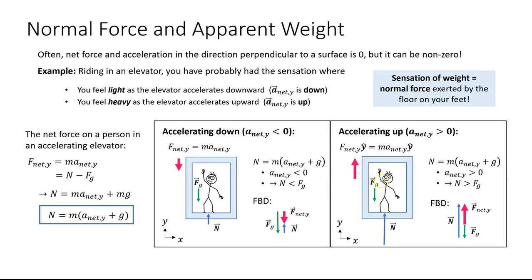Okay, we can also see this by again thinking about drawing a free body diagram. Here the net acceleration is in the upwards direction, so F net y is going to be pointing up. We know that F net y has to be equal to the vector sum of Fg and N. And so if you were to do a vector sum here, you would find that N must point upwards and it must be bigger than Fg.